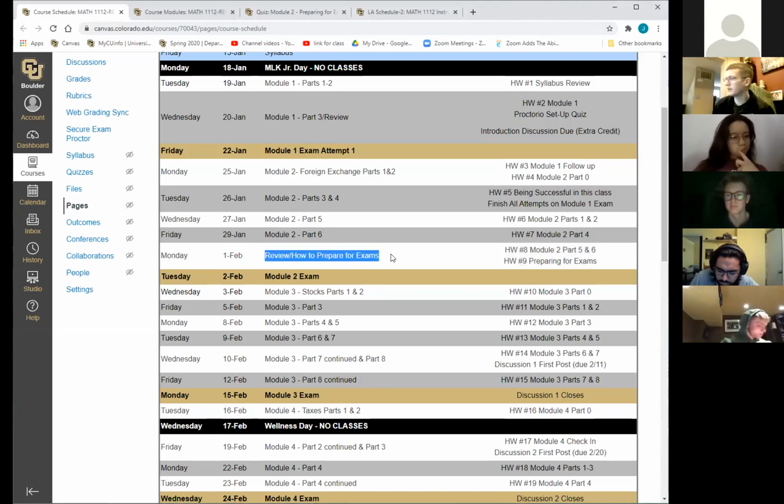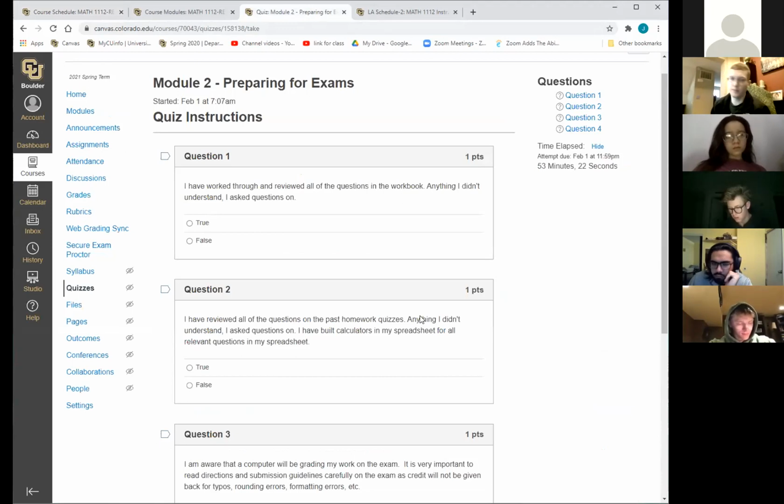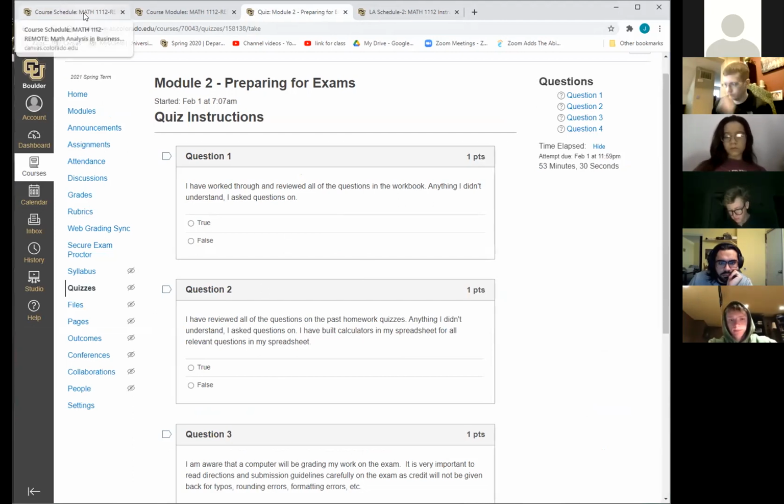On the schedule, like I said, we're just preparing for the exam today. No new workbook questions. There is a part 5 and 6 homework to do if you have not done so yet. And there's this really quick preparing for an exam homework that looks something like this. It's just a couple quick questions, basically saying things like, have you done all the workbook questions? So don't forget about that guy. It's really quick.